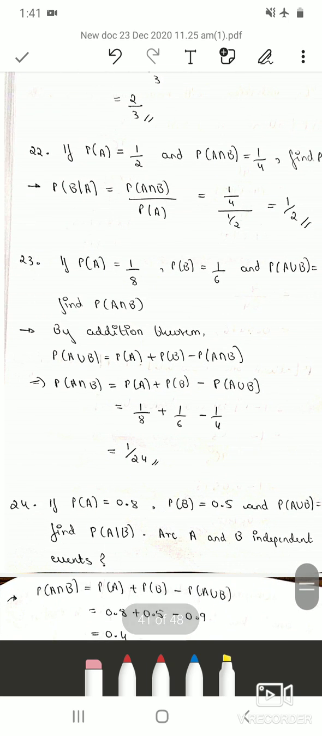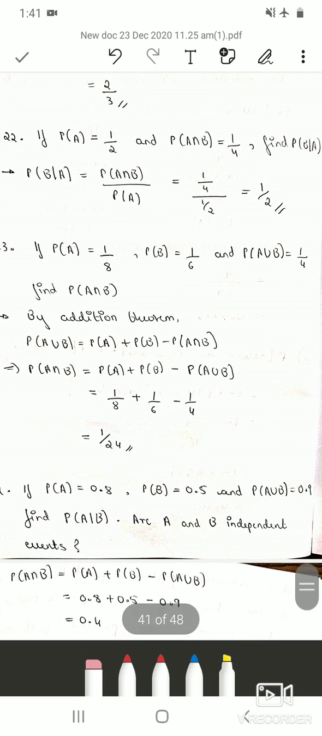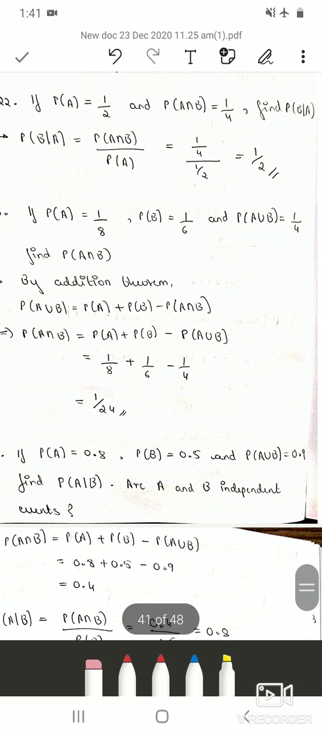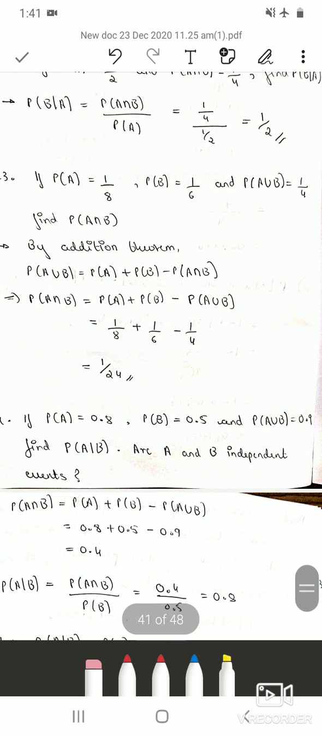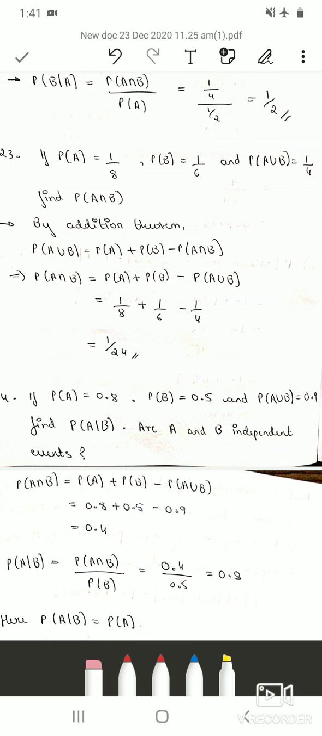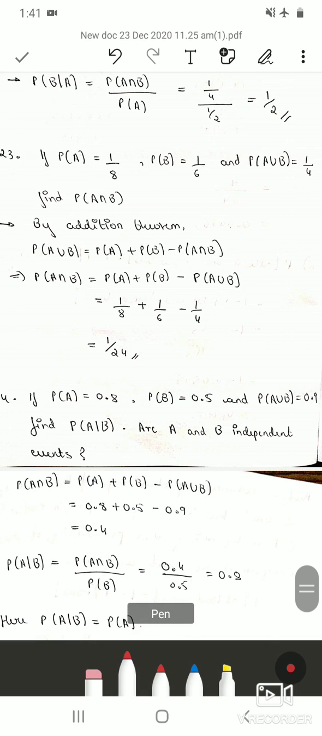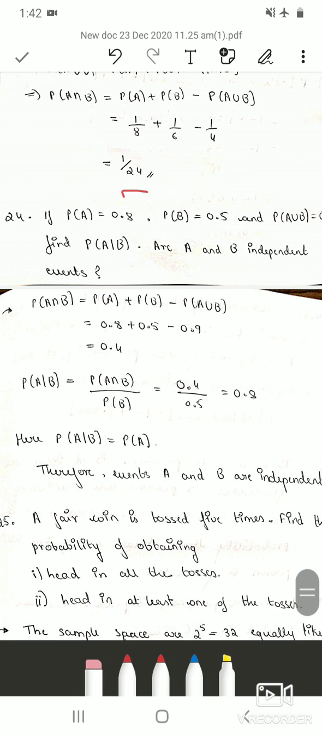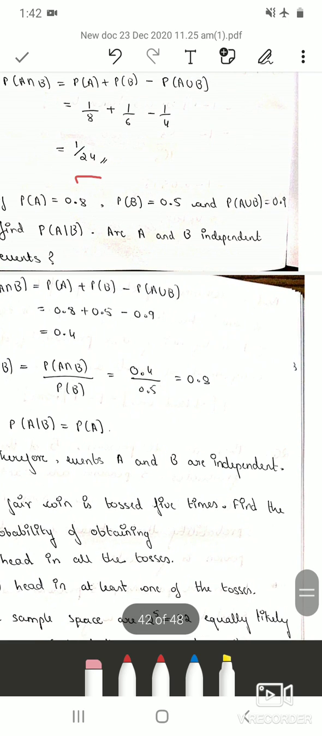So the 23rd problem is, if probability A is 1 by 8, probability B is 1 by 6 and probability of A union B is 1 by 4, then we have to find probability of A intersection B. So this can be done using the addition theorem. So just substitute all the values in the addition theorem and find out the value of A intersection B, which is 1 by 24.